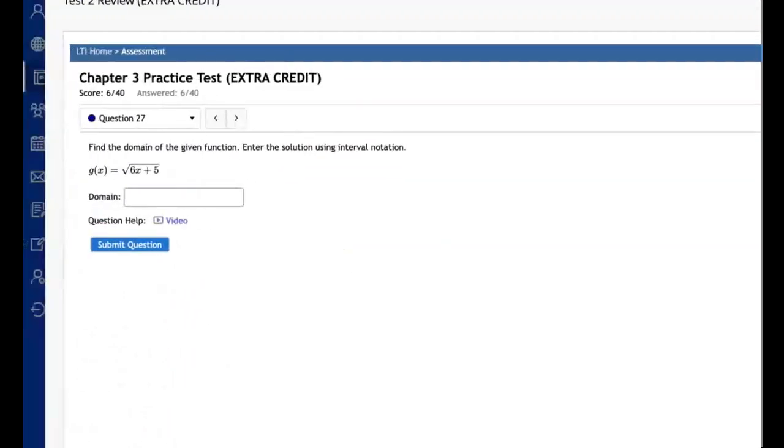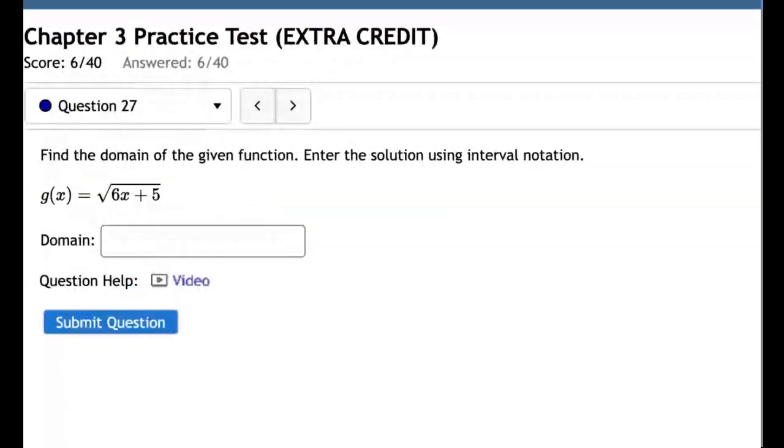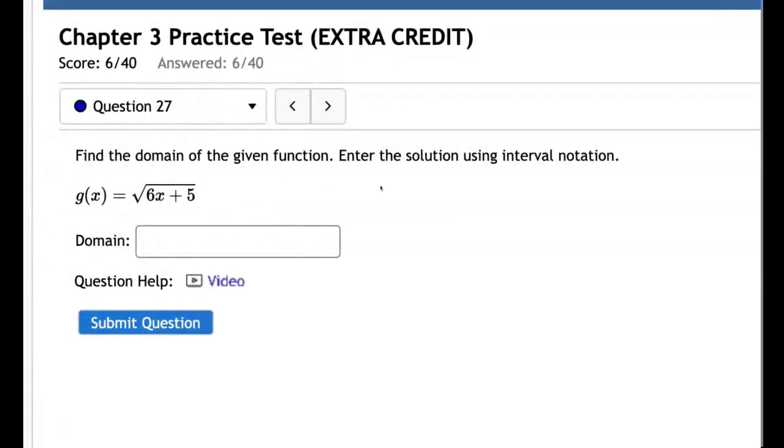All right, so 27 says to find the domain of the given function and then enter our answer as interval notation. So interval notation, remember, is like brackets, parentheses from one number to another number. So it says g of x equals the square root of 6x plus 5.